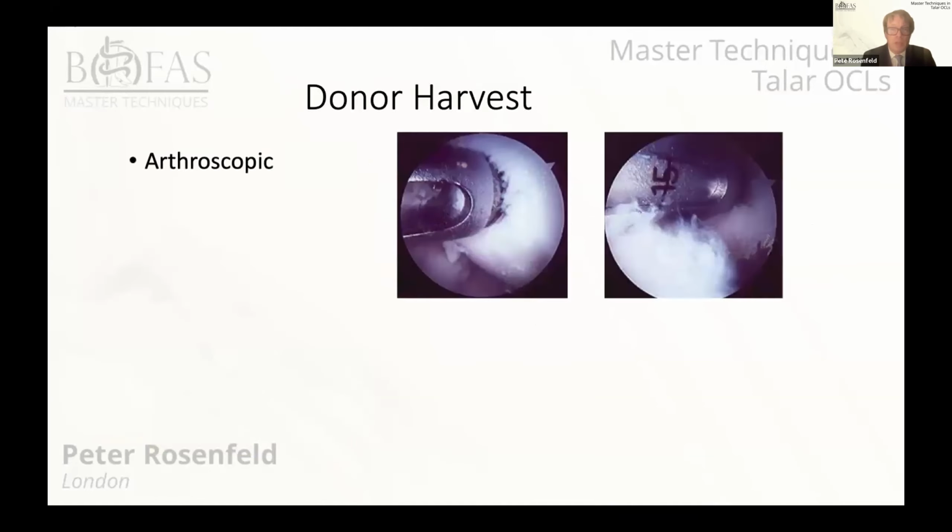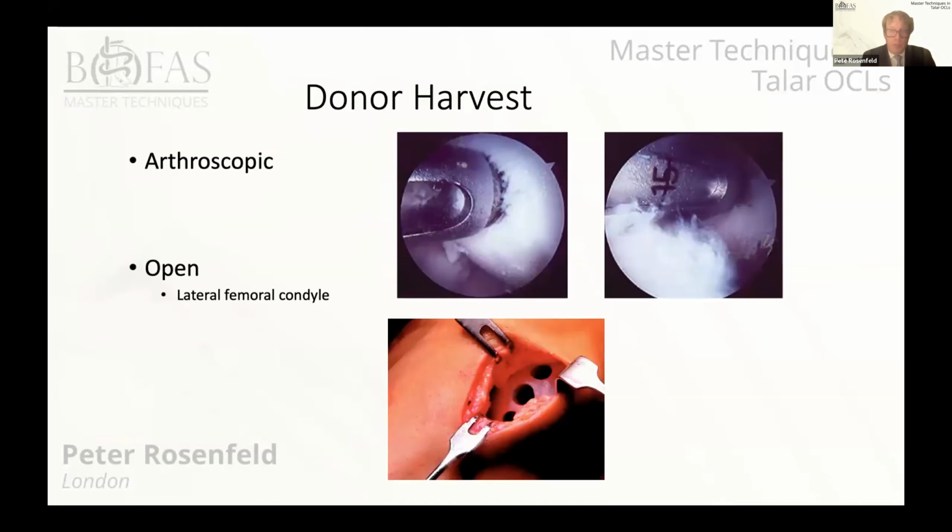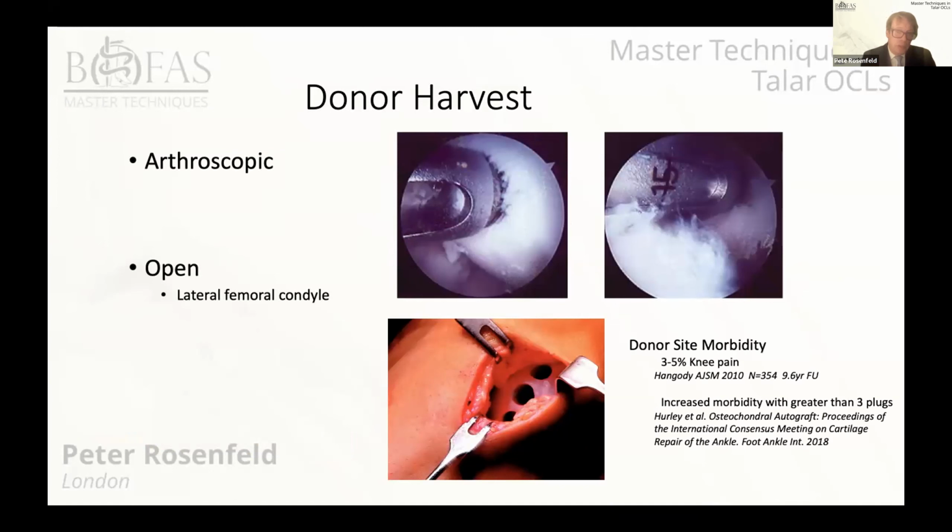So when you come to donor harvesting, this can be done arthroscopically, and I used to do it arthroscopically initially. It's a bit fiddly to do. It's nicer for the patient for sure, but it's quite difficult to get your plugs the right size and the right shape. And so I now do it open and expose this lateral femoral condyle and take the plugs from the periphery of that joint.